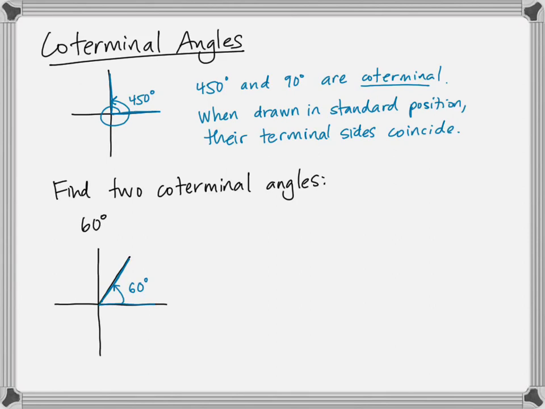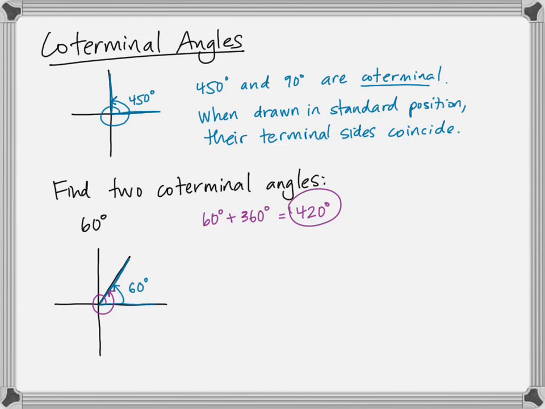All right, and I want to draw another angle that's going to land in exactly the same spot, but that isn't 60 degrees. So I could take a page from the 450-degree angle. I could say, why don't I just do a full revolution and then go another 60 degrees? So option number one would be to tack on an extra full revolution. I could take 60 degrees and add on an extra full 360 degrees. That's going to be 420 degrees. So 420 is coterminal to 60.